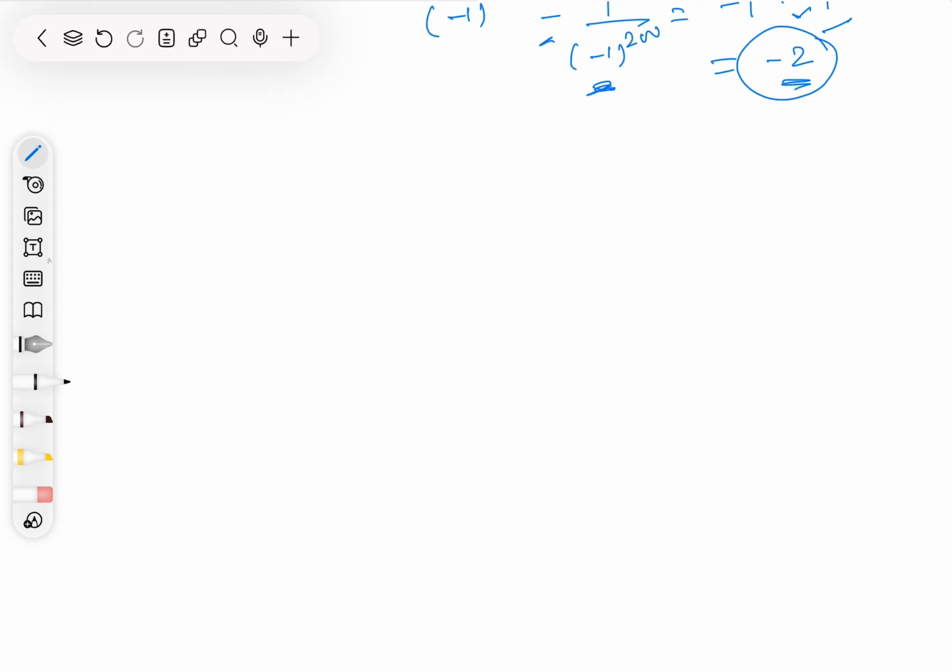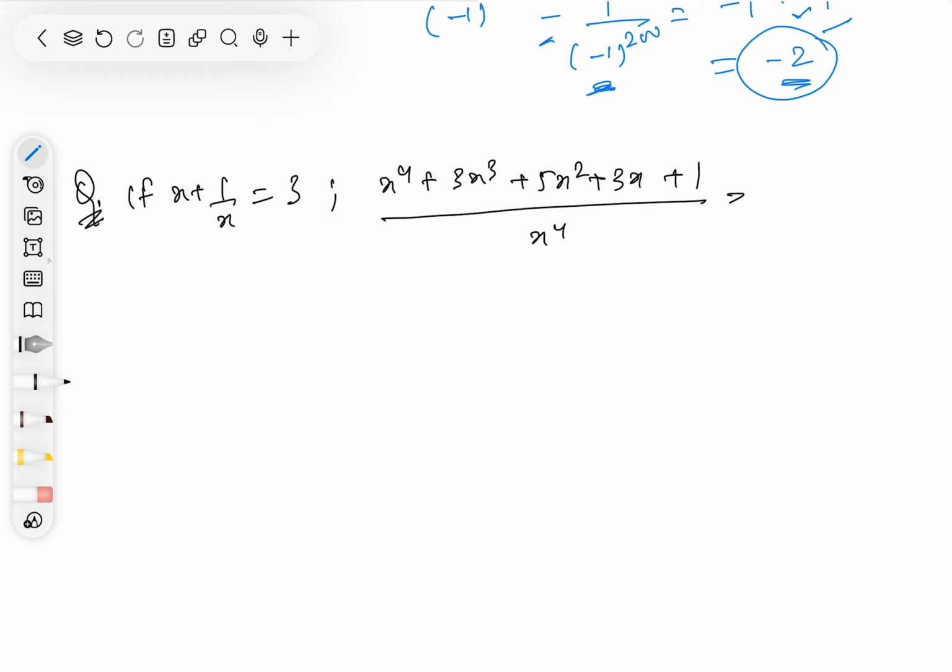Okay, let's see one more question. Let's say if x plus 1 by x is given as 3, then find x to the power 4 plus 3x cube plus 5x square plus 3x plus 1 upon x to the power 4. Try to solve this by pausing the video. Let's see the solution.